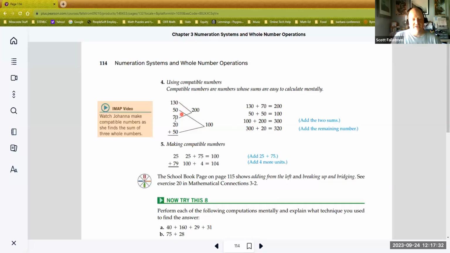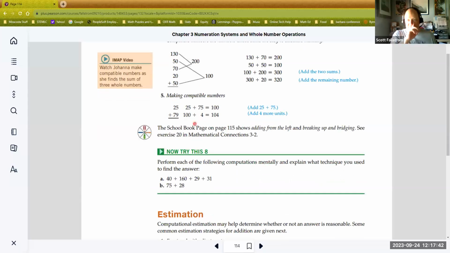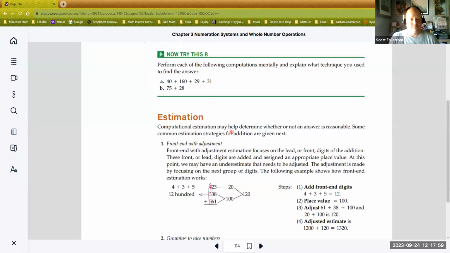Okay, so 130 plus 70, that gives you 200 right on the nose. 50 and 50 is 100. That's 300, and you got a 20 left over. You get 320. Okay. Compatible numbers are really big, though. This is splitting things up, decomposing numbers into something that works really nicely. 25 plus 79, you might not see it. But if I said 25 plus 75, you're used to those numbers. Okay, so that gives you the 100, and you have 4 left over from this one.